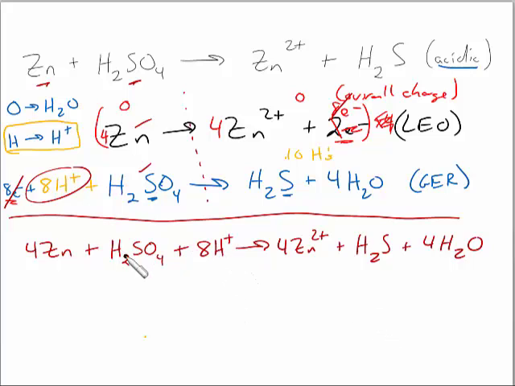There's 10 hydrogens on this side. There's 10 hydrogens on this side. 4 zinc, 4 zinc, 4 oxygens, 4 oxygens. Everything's balanced. Charges are balanced. They should be 4 times 2 plus, 8 here. Everything's balanced. Right? As long as the charges and the atoms are balanced for a reaction, you're done basically.